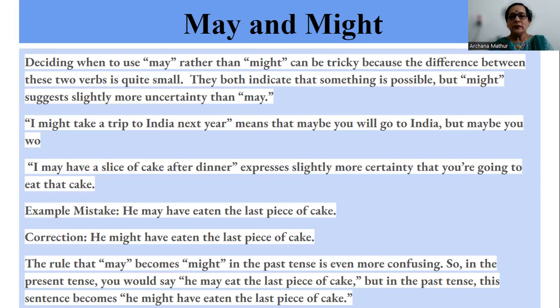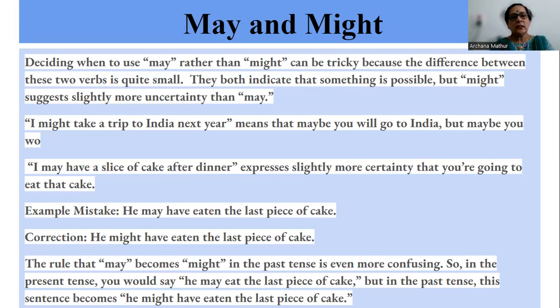Expresses slightly more certainty that you're going to eat that cake. Because that's in the near future, but next year, you never know what may happen. So, might is a distant possibility. May is, yes, it is still possible.